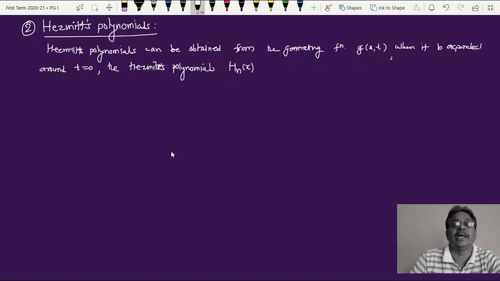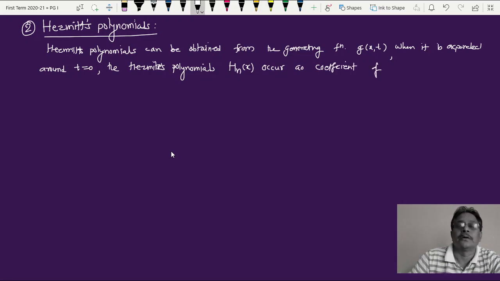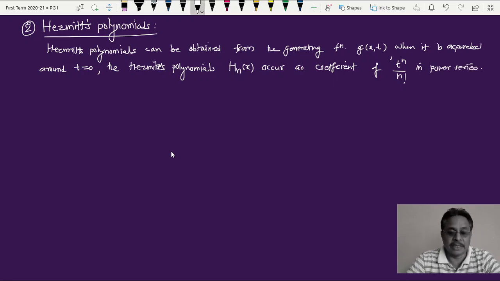Here n is the order, x is the variable, and H is the symbol for the Hermite polynomial or Hermite function. They occur as coefficients of t raised to n upon n factorial in the power series. This is the additional part here, t raised to n upon n factorial. Remember in the earlier Legendre case we wrote the same statement: g of x t is the generating function, given by 1 minus 2 x t plus t square raised to minus half. If it is expanded around t equal to 0, we get Legendre polynomials P n of x as the coefficients of t raised to n in the power series. So the same statement is used here also.